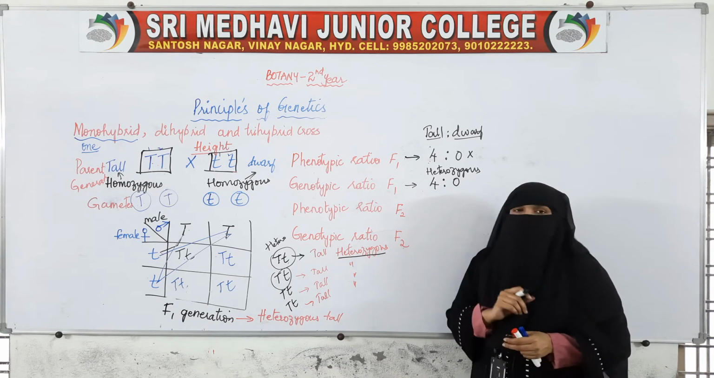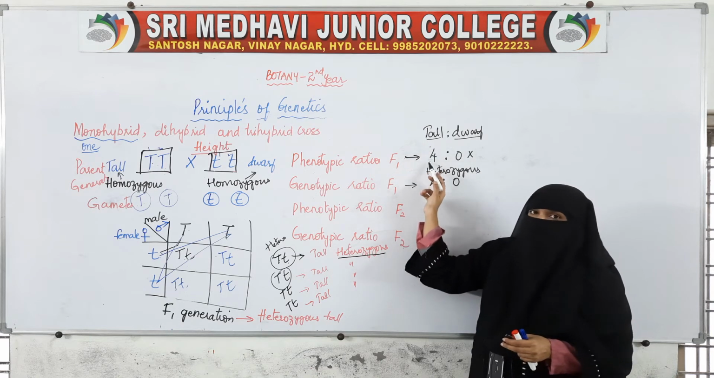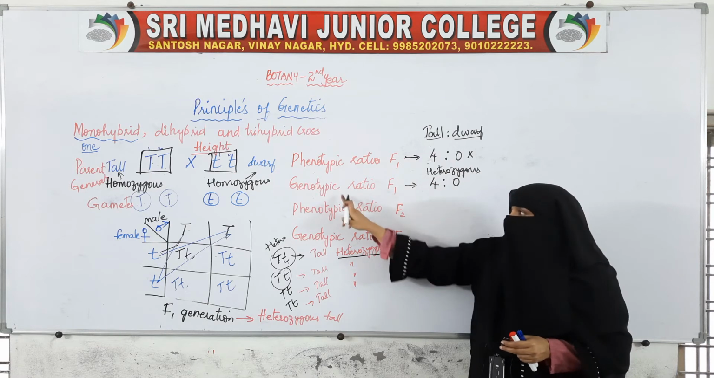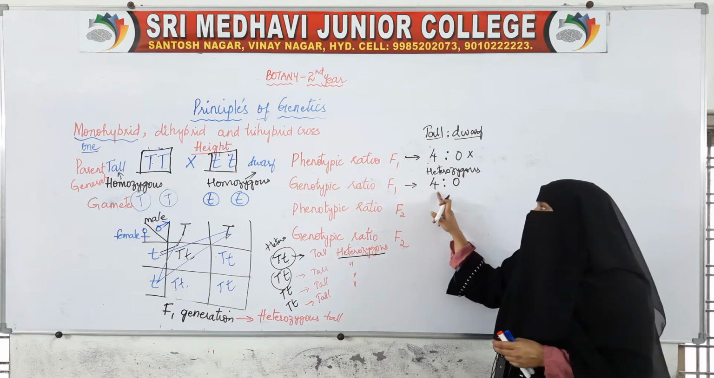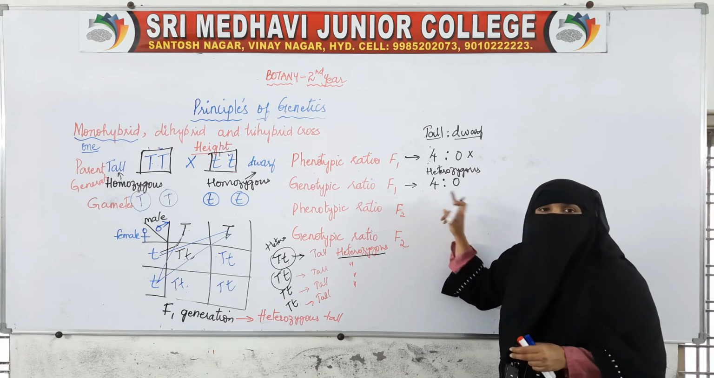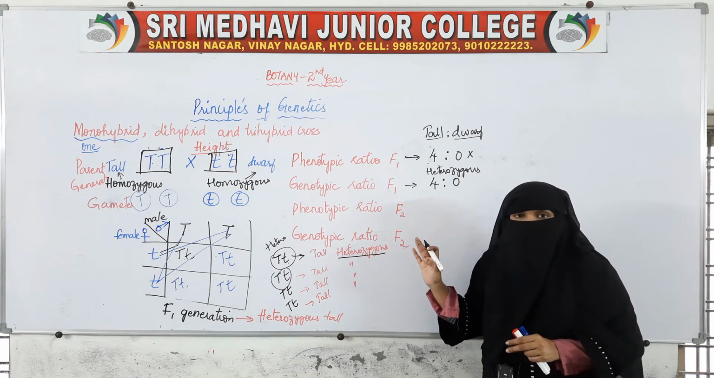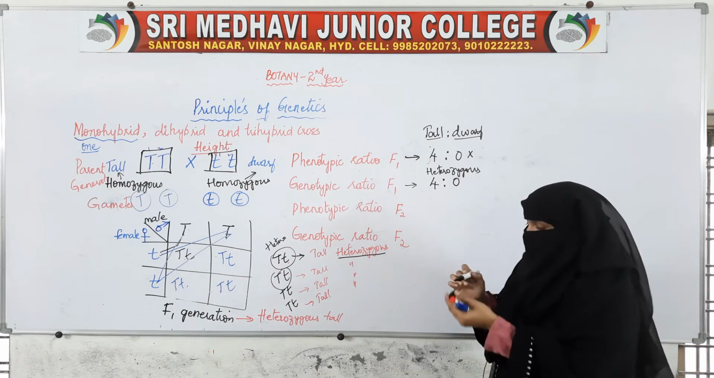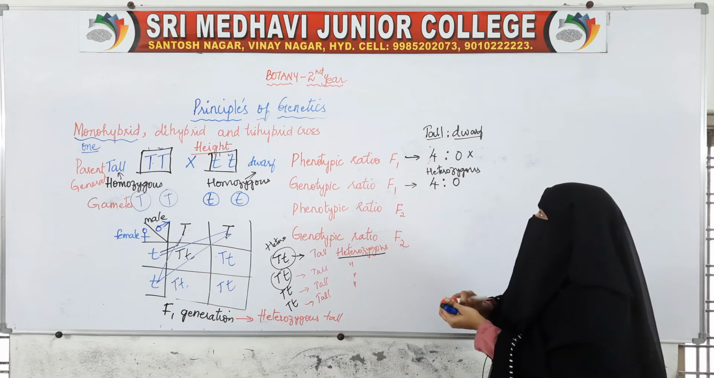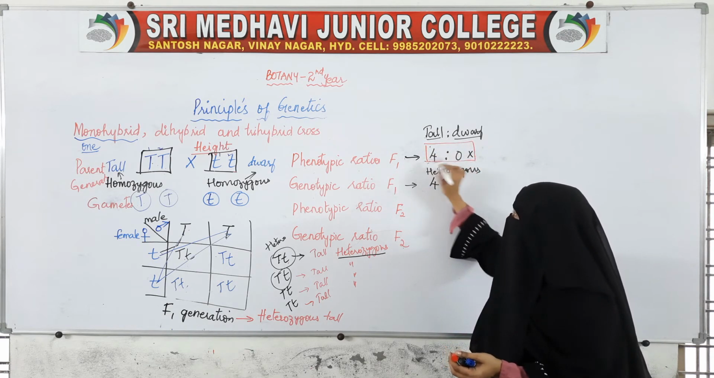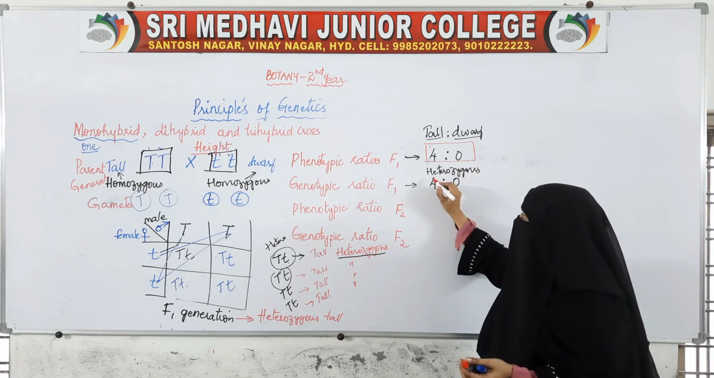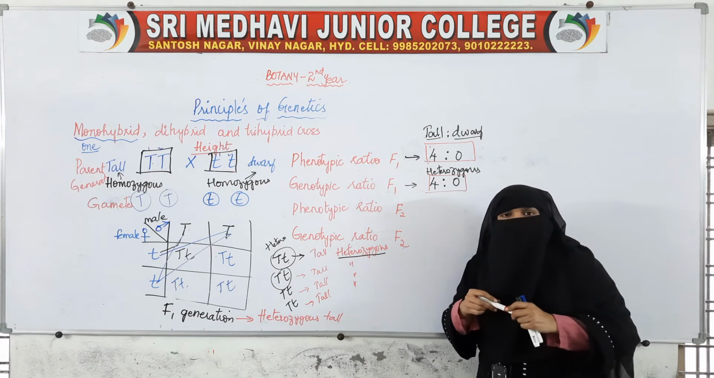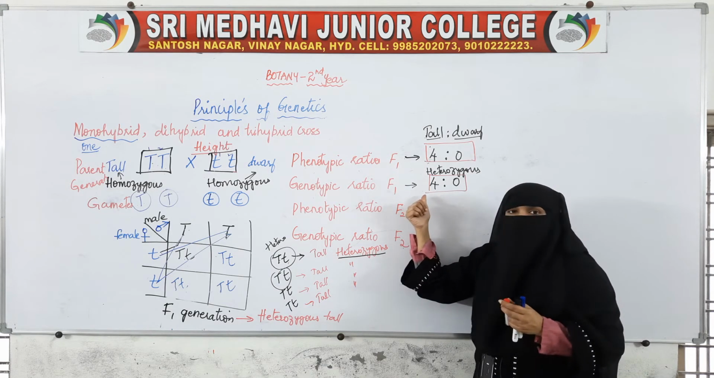So 4:0. Sorry, the phenotypic ratio is all of them are tall. There is no dwarf plant. And the genotypic ratio is all of them are heterozygous. There is no homozygous plant. All the plants we are getting are heterozygous. So in the F1 generation, all the plants are tall and all of them are heterozygous. That is, both the genotypic ratio and phenotypic ratio are 4:0.